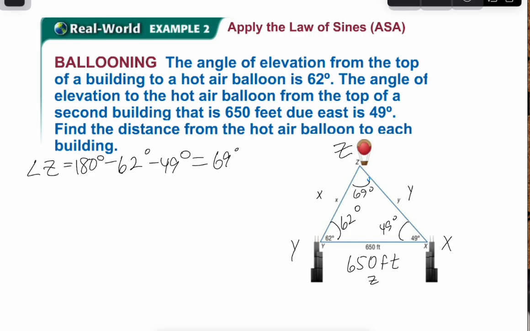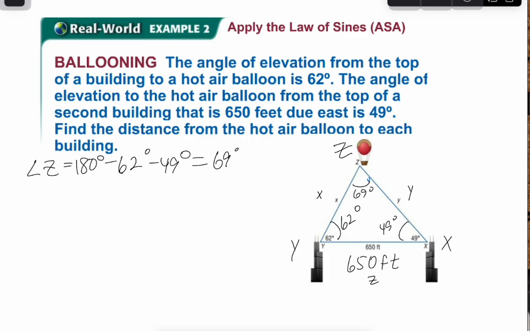Now, 69 degrees is our middle angle. Oh, no, I'm sorry. It's our largest angle. So that means 650 feet is the largest side length. So both side lengths should be less than 650 as we go through this process. Now this one's across from 62. So Y is probably going to be pretty close to 650. Our smallest side would be side X. So keep that in mind as you go through the calculations.